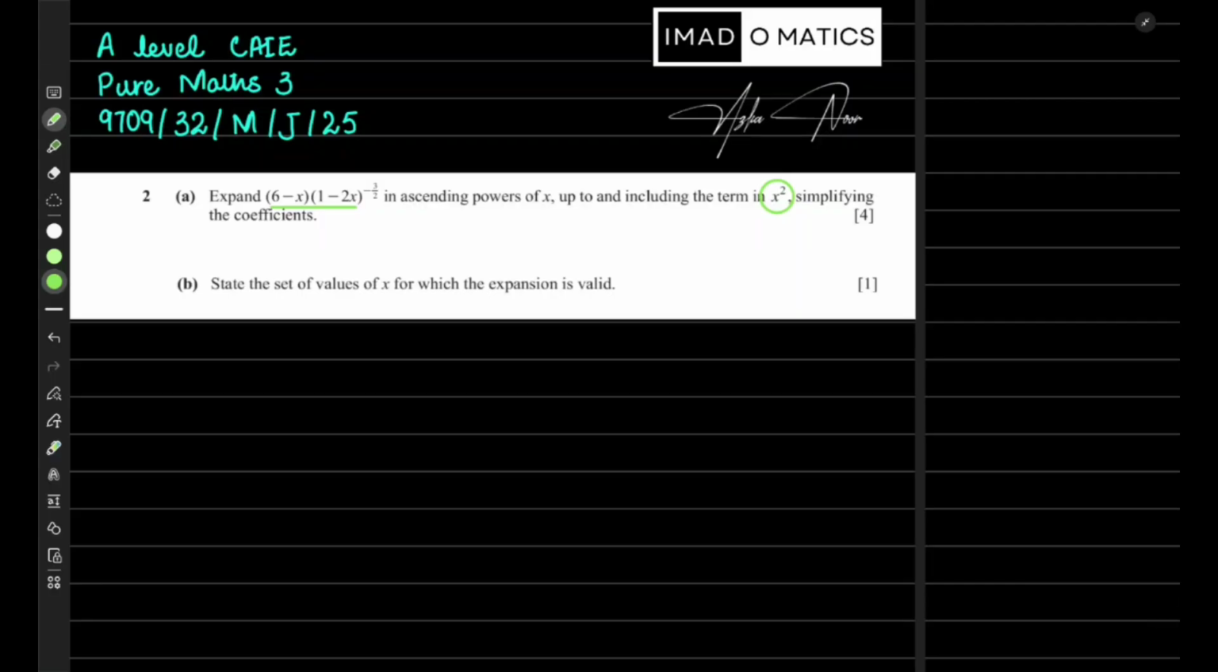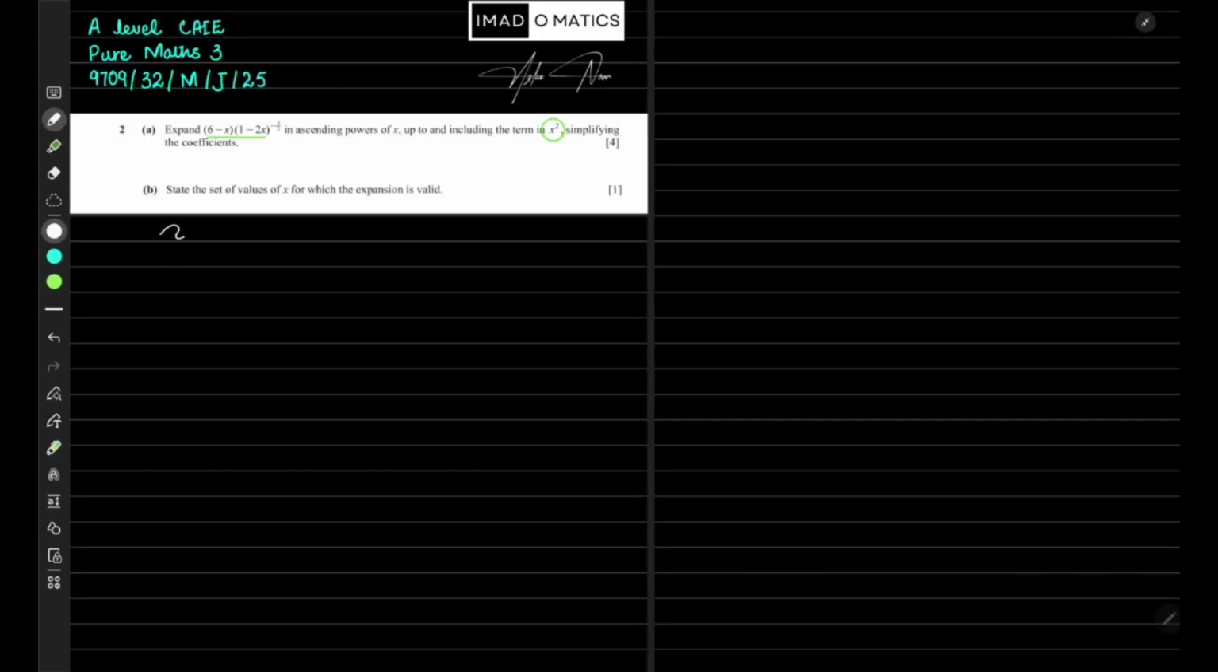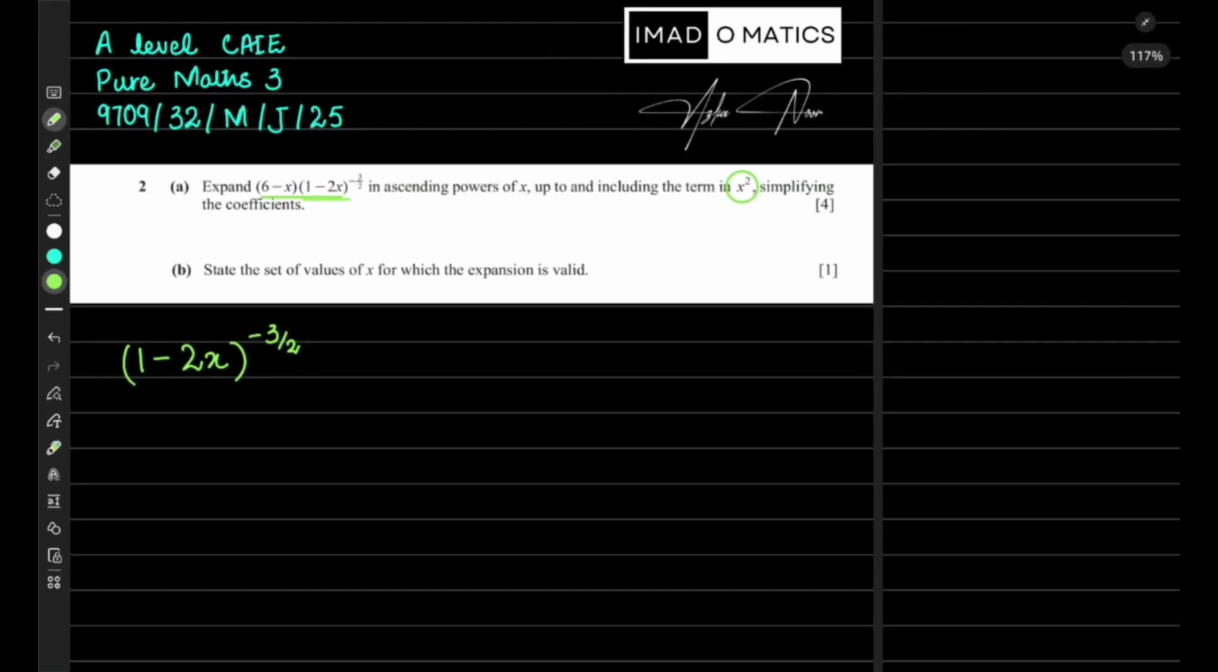Okay, so let's begin. First of all, we will just be taking our second part of the equation, that is (1 minus 2x) to the power minus 3 over 2, because we have to apply binomial expansion on this. So what is the formula for the binomial expansion that we use in P3?